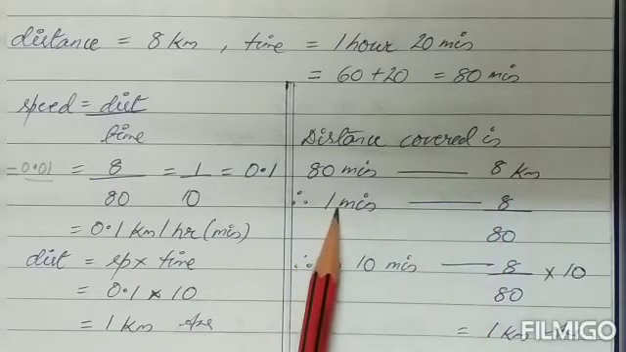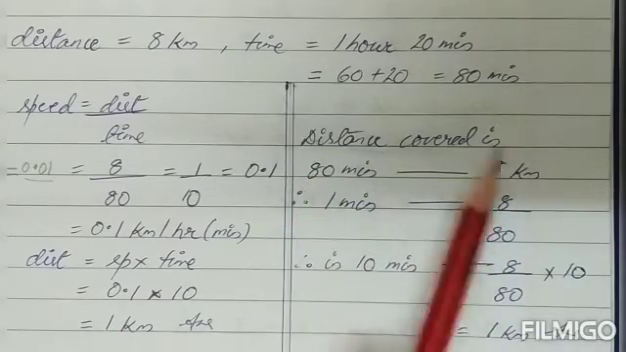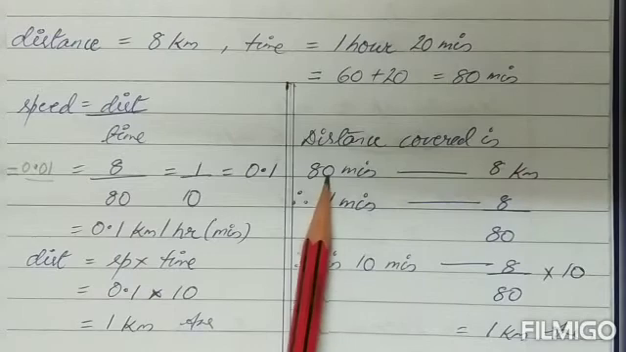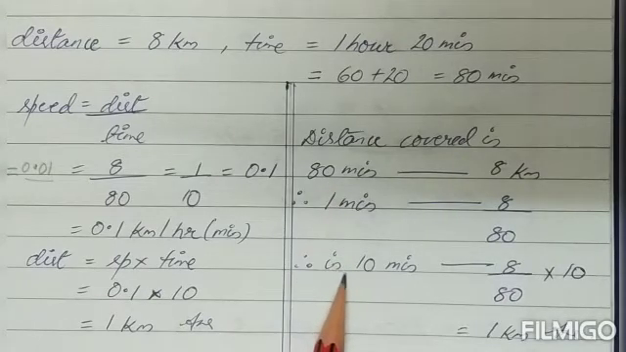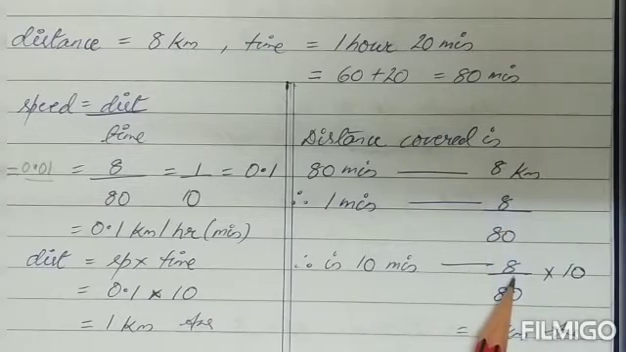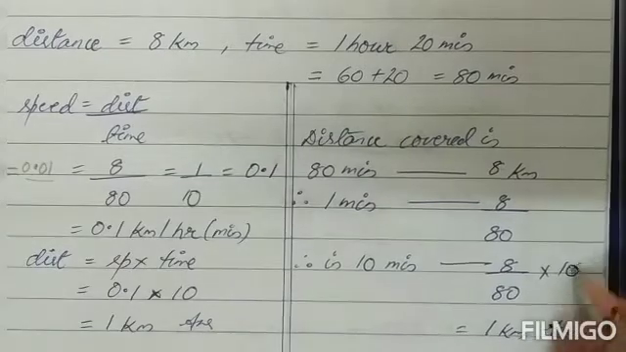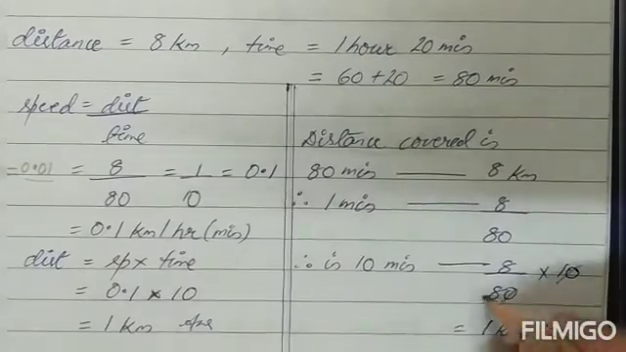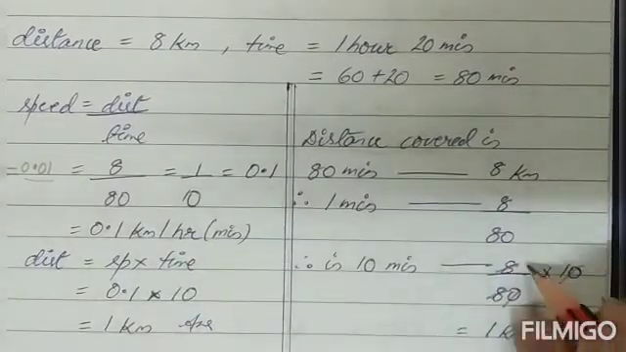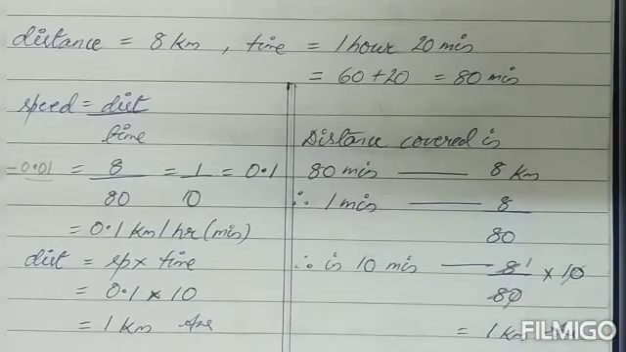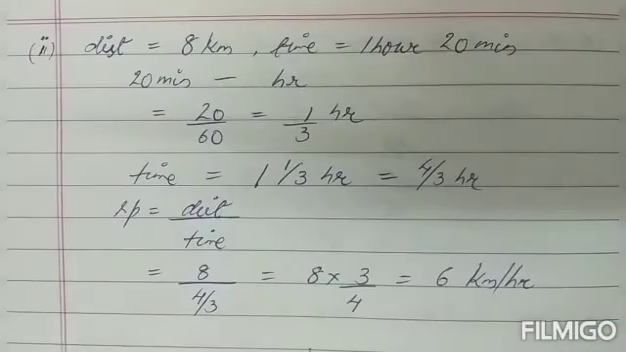Therefore in 1 minute it is 8 upon 80. And therefore, in how much time we have to calculate the distance covered in 10 minutes is 8 upon 80 into 10. And now we can reduce it, children. Zeros can get cancelled and 8 can get cancelled. So how much is left? 1. So 1 kilometer is your answer.